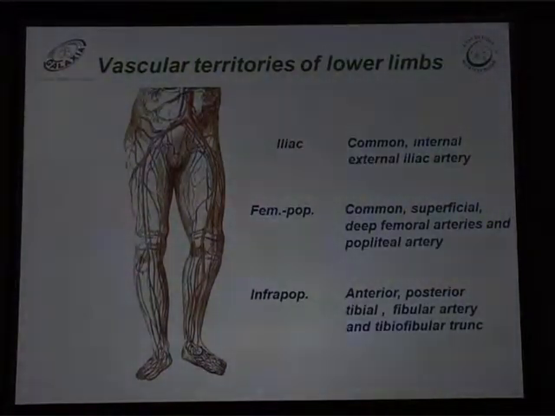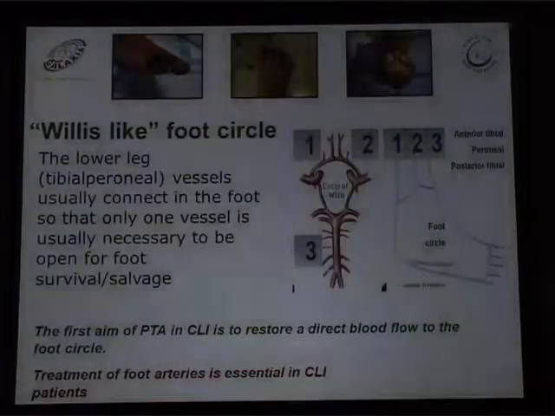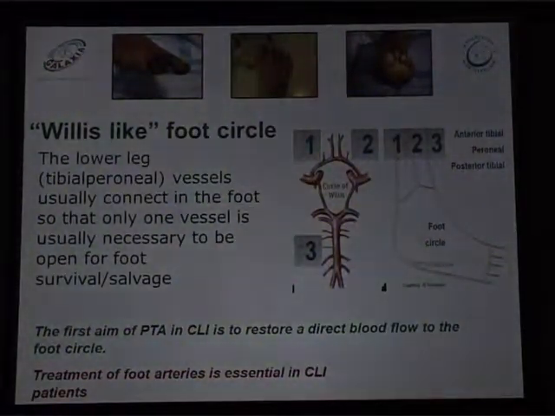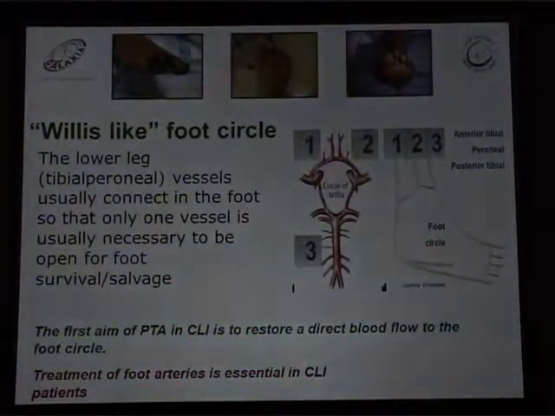Regarding vascular territories of the lower limbs, you see how the muscular layer increases in the below-the-knee arteries, and many experts say that the below-the-knee arteries have an anatomy that looks like coronary anatomy. So many coronary techniques could be used in below-the-knee artery angioplasty. The Willis-like foot circle: the lower leg vessels usually connect in the foot, so only one vessel usually needs to be open for foot salvage or survival.